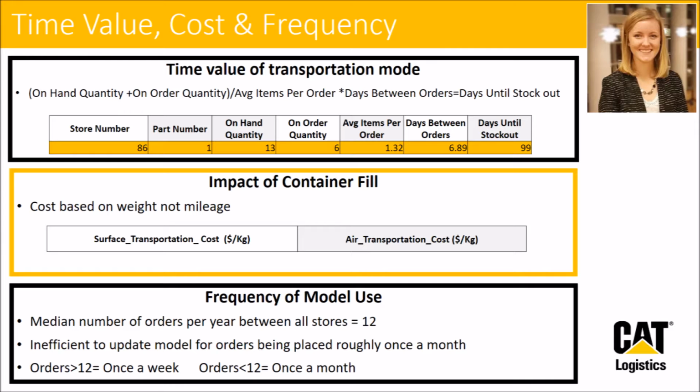Next, regarding frequency, the model explained before should be run at different frequencies depending on how often orders are placed by customers. There is no need to run the program often if orders are only being placed for a part less than once a month. The median frequency per year of all the stores is 12. That being said, if a part is ordered less than 12 times a year, then it is only necessary to run the program once a month. If the part is being ordered more than 12 times a year, it is recommended to be run once a week to keep up with possible demand changes.